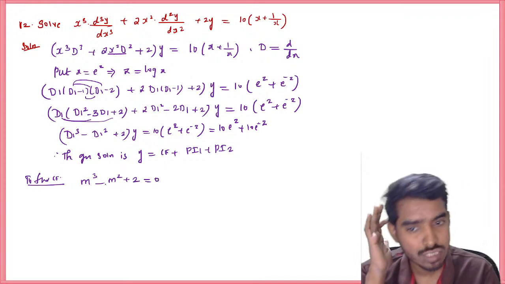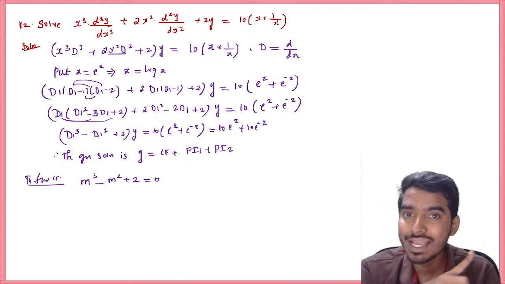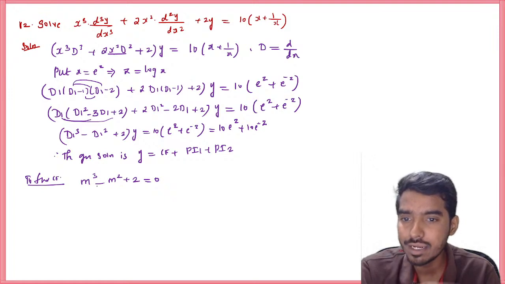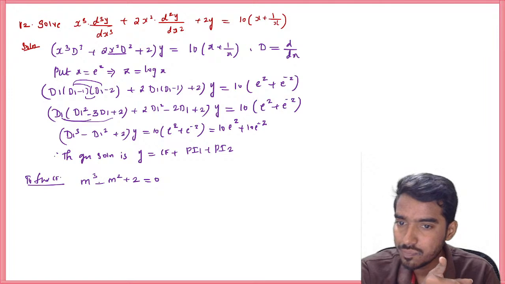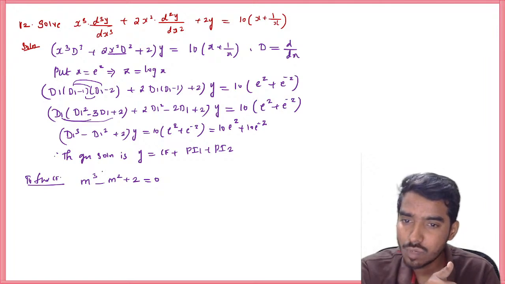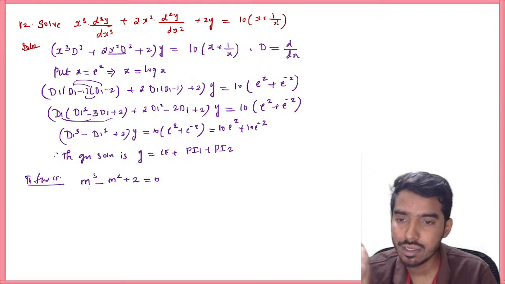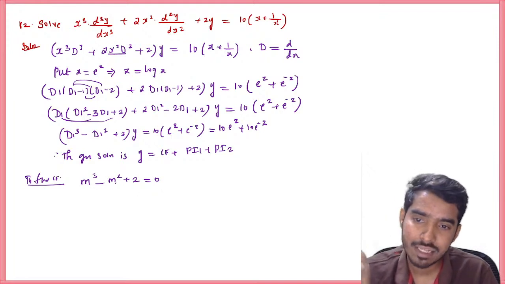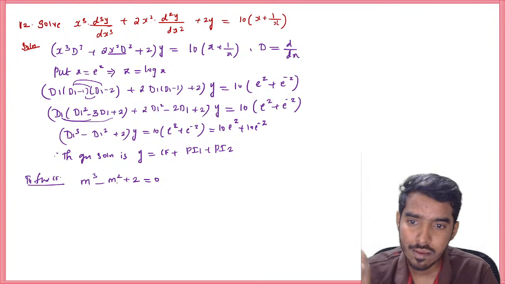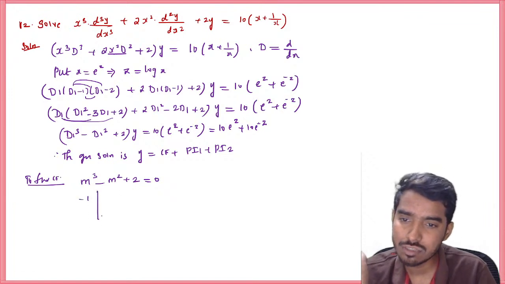So we'll have 3 roots. The first root you have to find by trial and error method, right? So clearly 1 is not a root. Minus 1, what will happen if you put minus 1? Yes, minus 1 is a root, right? Because minus 1 minus 1 is minus 2, and minus 2 plus 2 is 0. So minus 1 is one root.